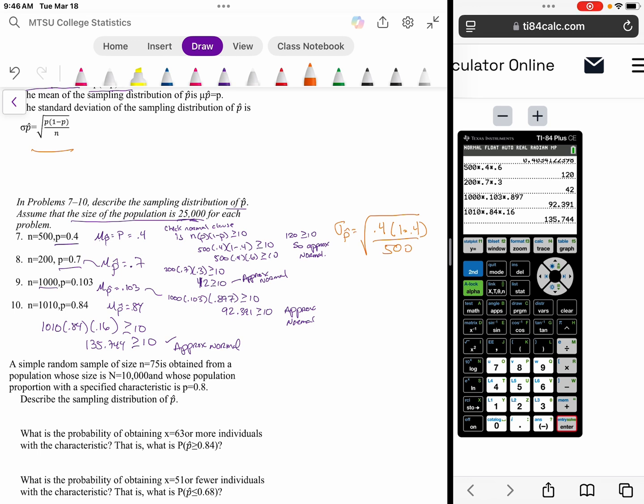Now, we can type that in the calculator just the way we see it. We can go in there and say second x squared and then alpha x to give me a box in there, and I can type in 0.4 times 0.6. On the bottom, I type in my 500. And this tells me that the standard deviation of p hat is 0.0219. So you're looking at 0.022 is what we're looking at. Any questions so far as we're doing it?